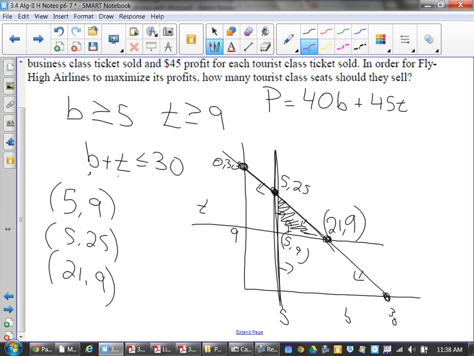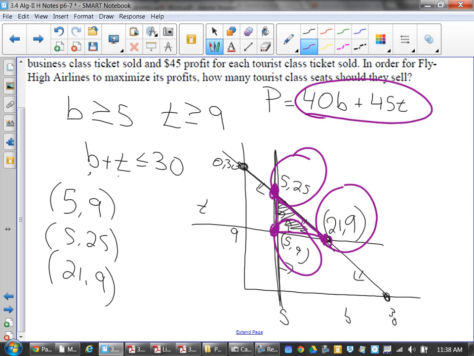Guys, got a good question here. Just like we did yesterday, our bounded region was found between these 3 ordered pairs. We took these 3 ordered pairs and we substituted into here to figure out which one of them gives us the maximum value, the maximum amount of profit. Once we figure out the maximum amount of profit, it asks you what was the tourist value. Okay.